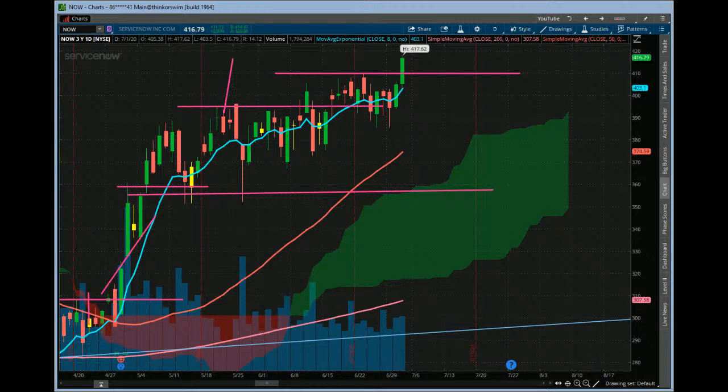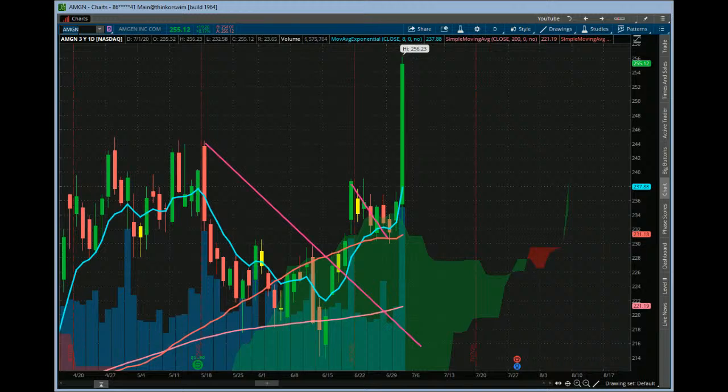So Rob, yeah, Amgen, huge move on Amgen today. Apparently it got a good analyst comment today. So just be careful with that one. It might get a pause day. It might consolidate up there, but a really, really big candle on that one. Nice break on that one.